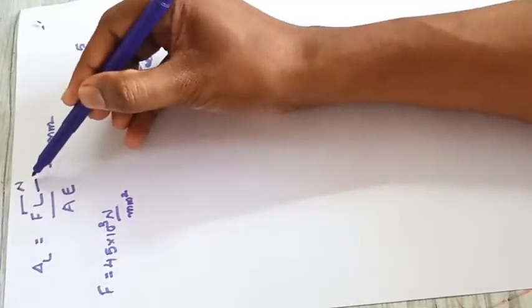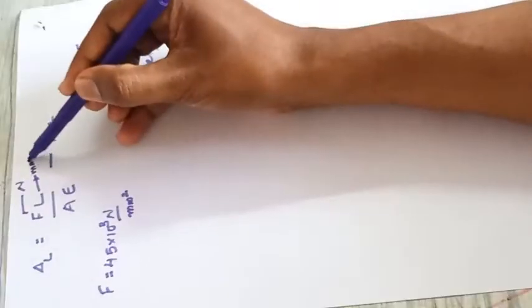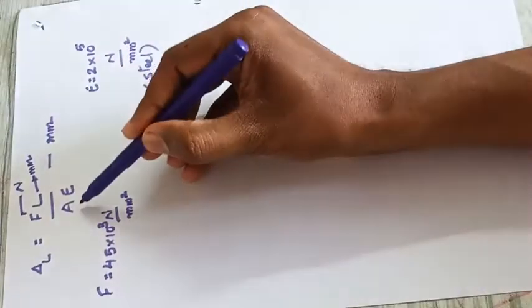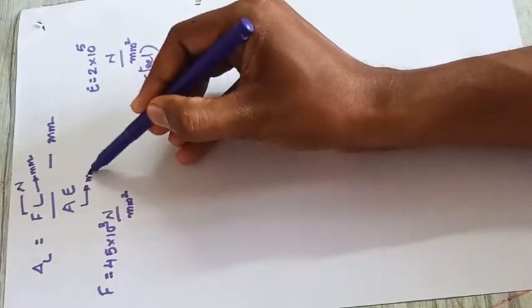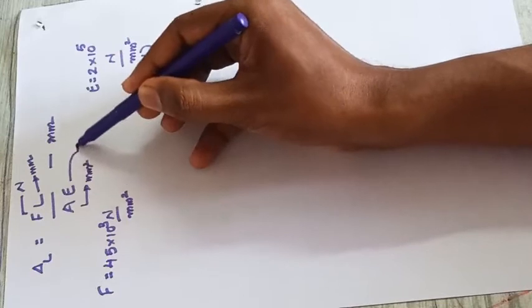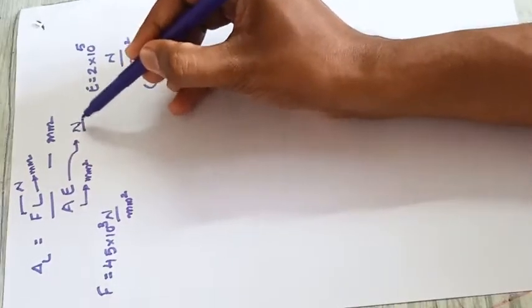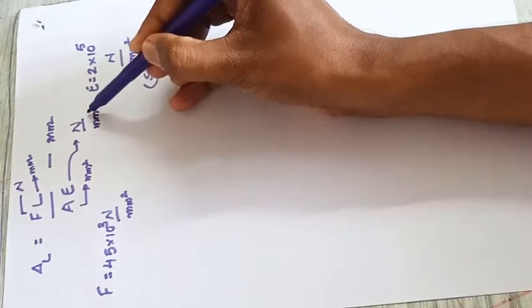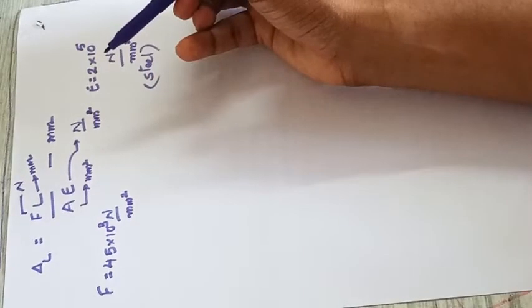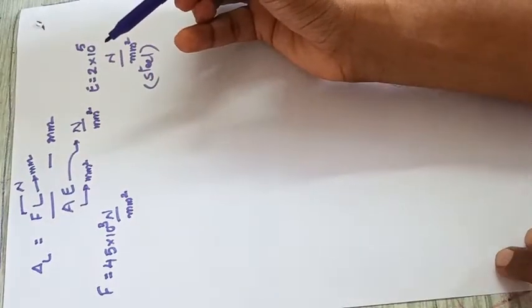Length is in mm. Area is mm square. Young's modulus is always in terms of Newton per mm square. Always it is Newton per mm square. Let us take the data of the first problem.